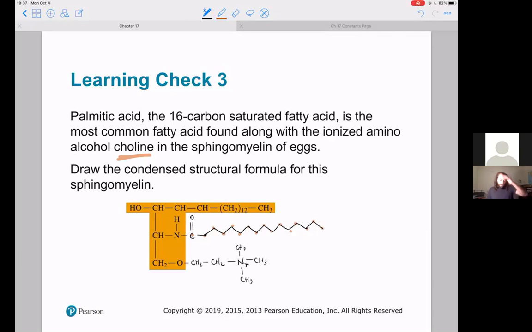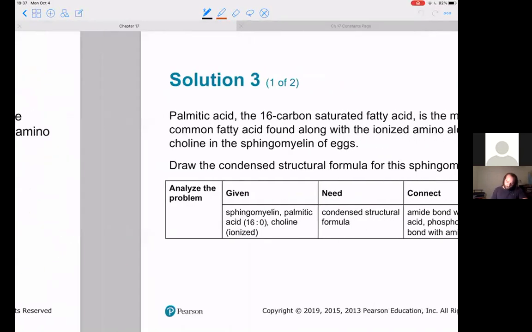So this would be the sphingomyelin of eggs, apparently. But anyway, importantly, we know how to build it because it told us which components from our constants page to use: the palmitic acid, the choline, and because it's a sphingomyelin, we know that we need to use that sphingosine root.